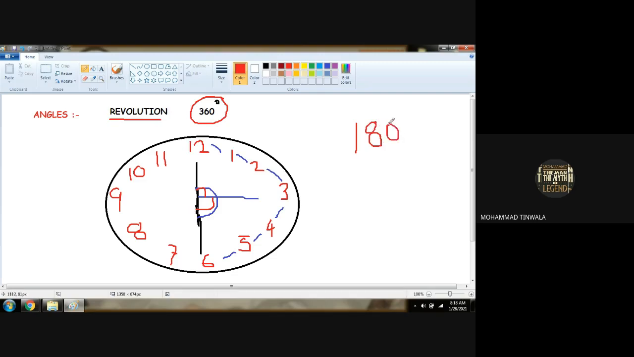So 180 degree. And a complete revolution is what? 360 degree. So 180 ones are 180, 180 twos are 360. So you got half of the revolution.